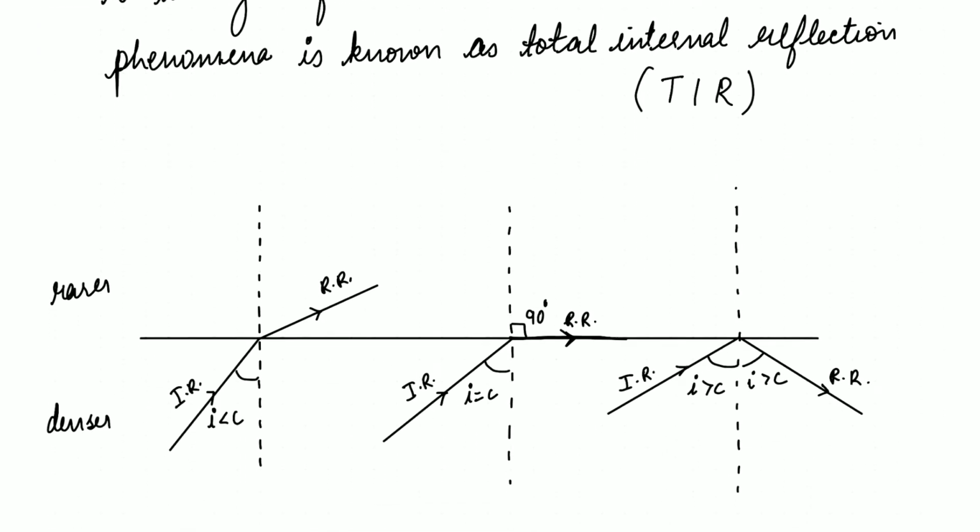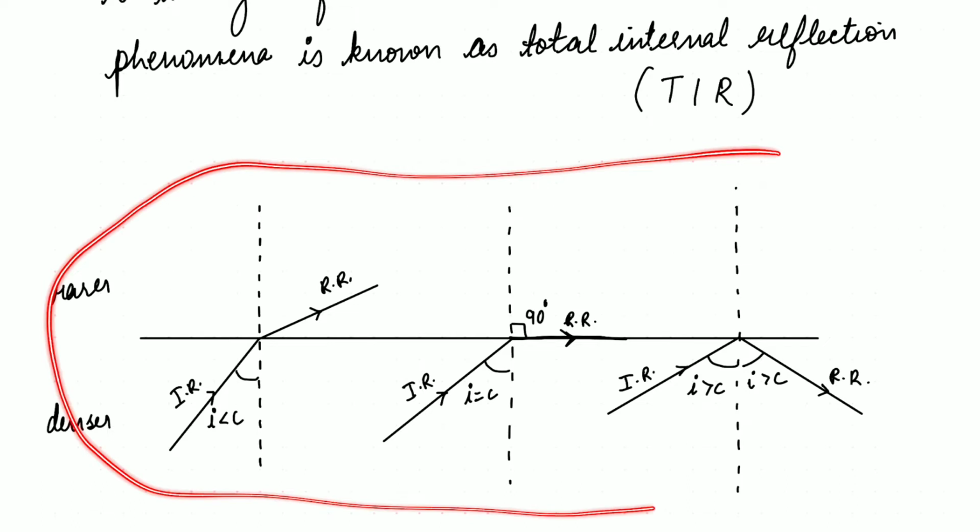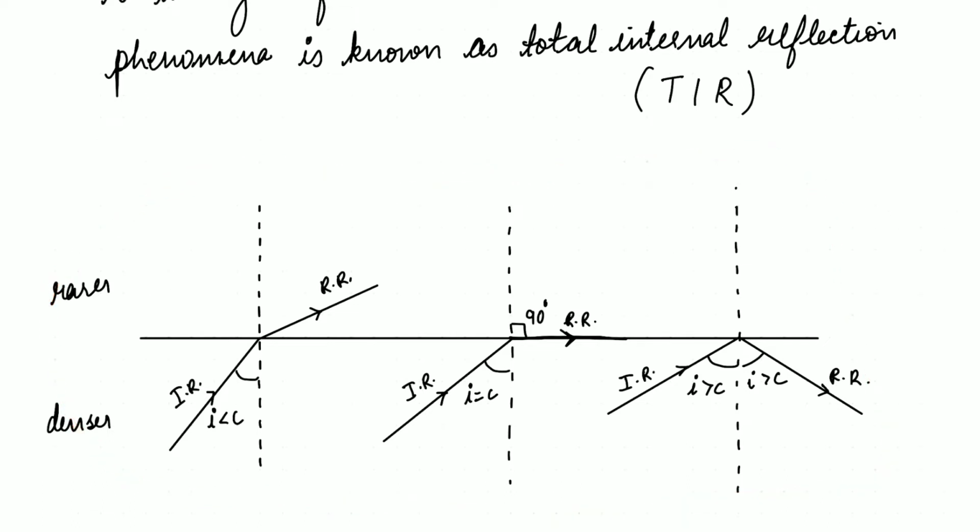Okay, here's a small illustration, a small diagram to explain the phenomenon. You have a common interface here, right? Above the interface we have the rarer medium, below the interface I have the denser medium, right? So what is happening? Here the angle of incidence inside the denser medium is lower than the critical angle. So when it is lower than the critical angle, the light ray will go to the other medium, right? Yes or no? We are going from denser to rarer medium, so definitely your light ray will bend away from the normal. Is that a yes or no?